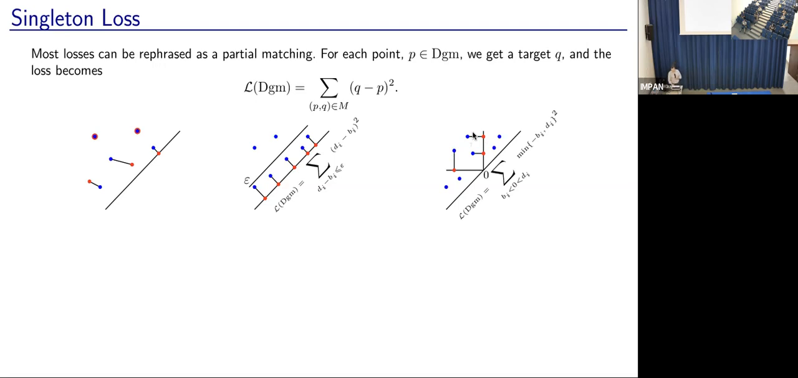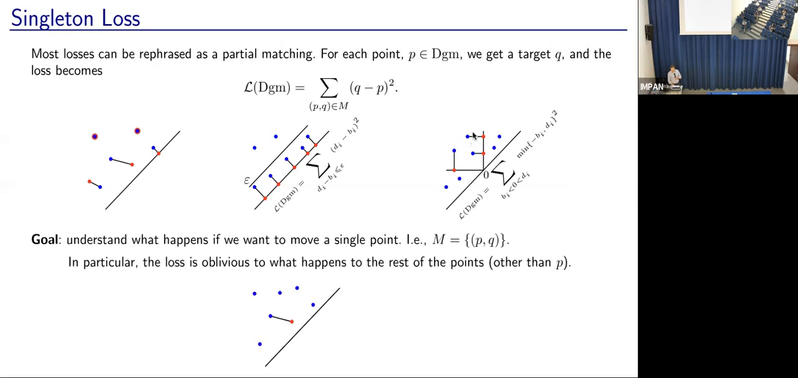And so what I want to consider in this talk is the simplest possible such situation, namely I have a partial matching with just a single pair matched. So I have a blue diagram, I have one red point, so I have one blue point that needs to move somewhere. In particular, I don't care what happens to the rest of the points. For one point, I prescribe a target, and the rest of the points, if they move in the process, then so be it. I place no constraints. So I will call such a thing a singleton loss. It's impossible to keep the other points fixed, right? As I'm moving the blue point to the red point, other points will move in some way, but I place no constraints.